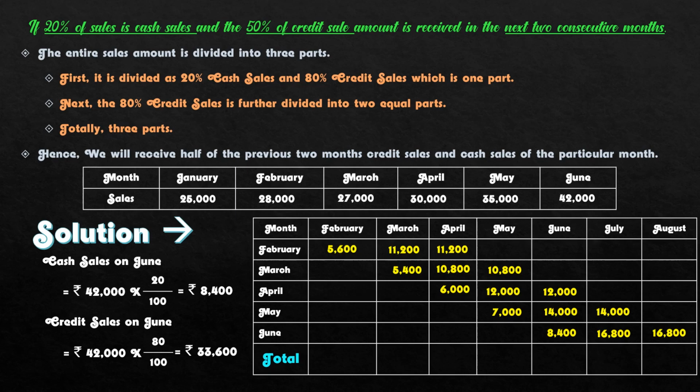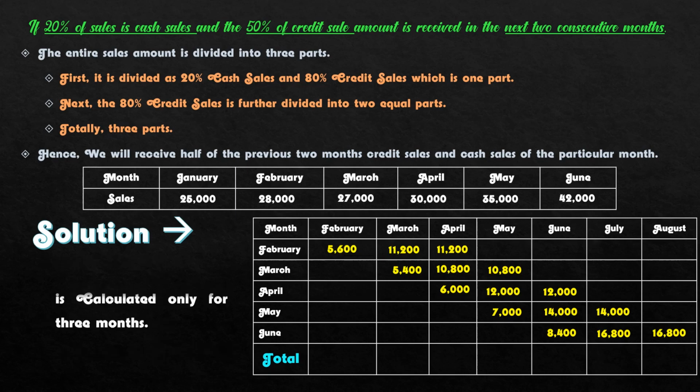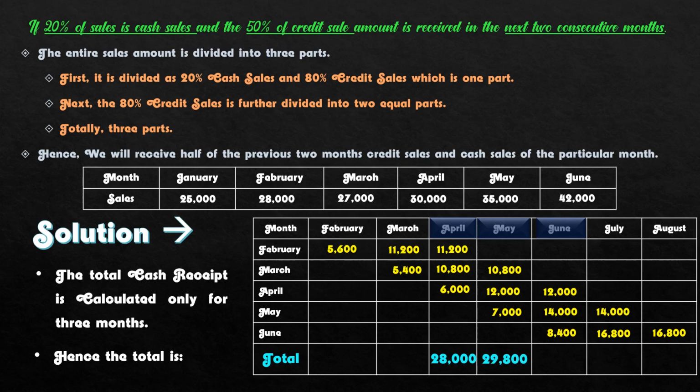Now our area of question is that the total cash receipt is calculated only for 3 months, April, May and June. So we'll put the total of April, May and June alone. 11,200 plus 10,800 plus 6,000 is 28,200. 10,800 plus 12,000 plus 7,000 is 29,800.